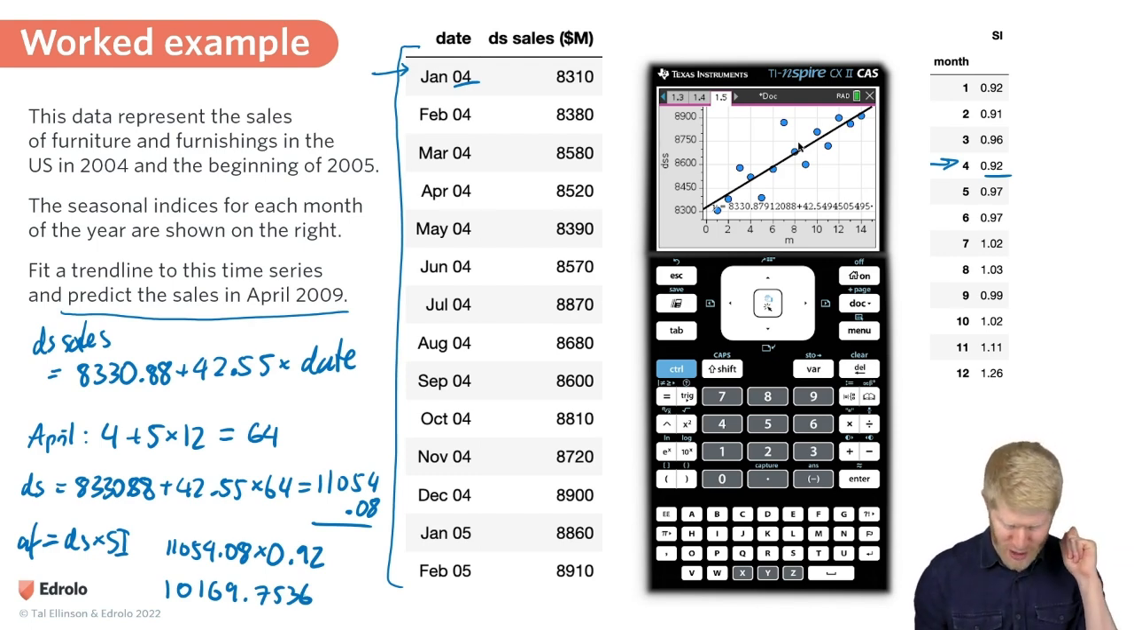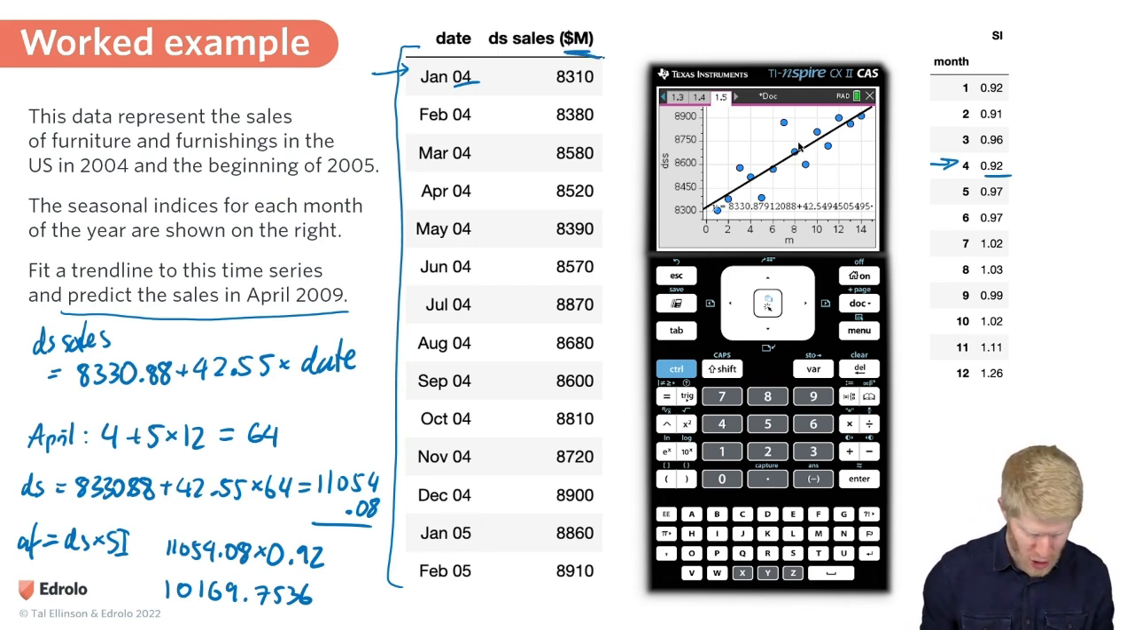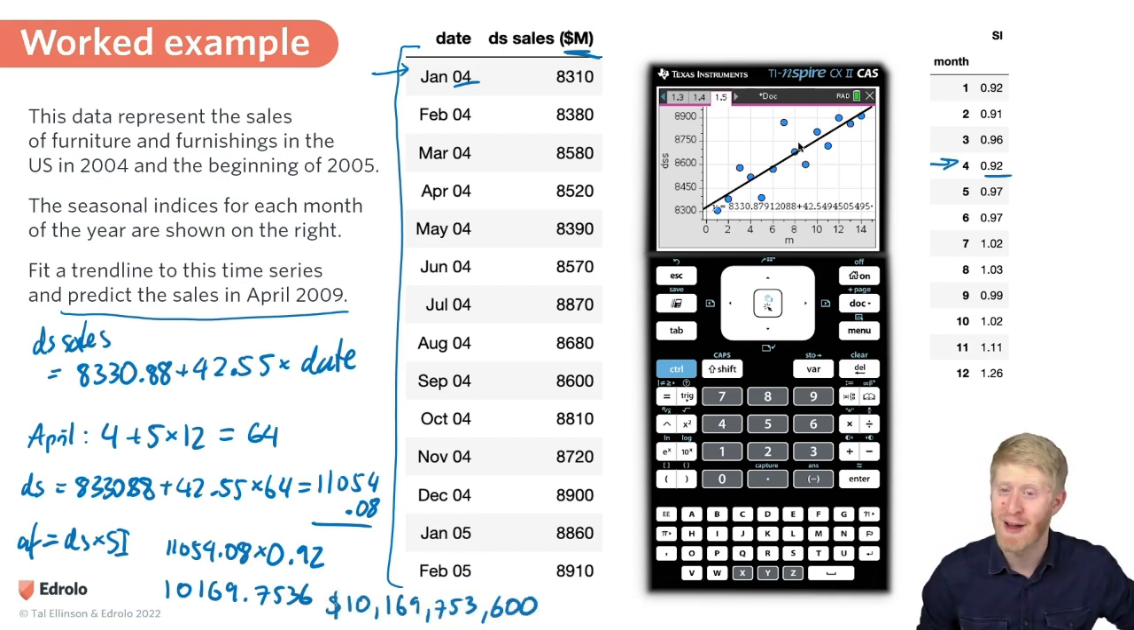But let's make sure we remember all the parts of this question, that our sales were quoted in millions of dollars. So we need to times that by 1 million, and that will be our final number. It's about $10 billion. That's a lot of sales of couches and chairs.